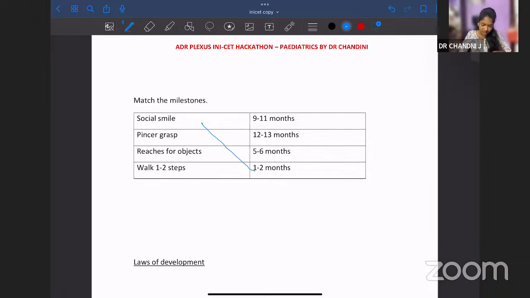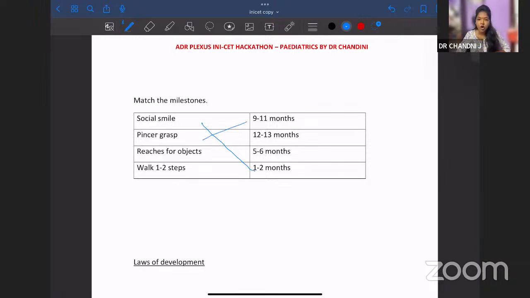Okay. Pincer grasp. What is pincer grasp? Yes, the baby is trying to hold something with the thumb and the index finger like this. Thumb and the index finger. That is called mature pincer grasp. Before that, the child will try to hold it with the radial aspect like this, with the whole of the thumb and the fingers. This is called immature pincer grasp. And then the child will start holding it using mature pincer grasp. So pincer grasp is somewhere around 9 to 11 months.